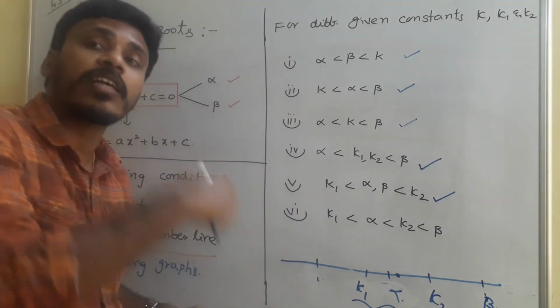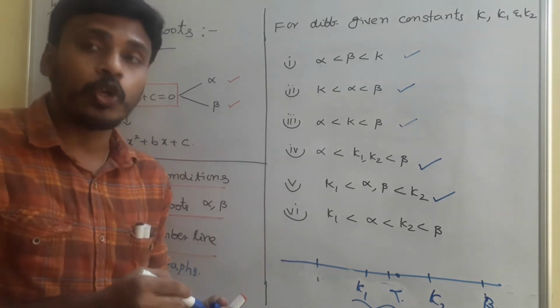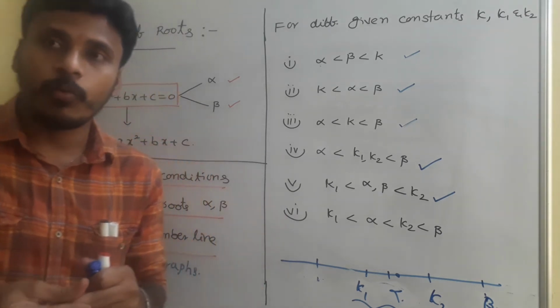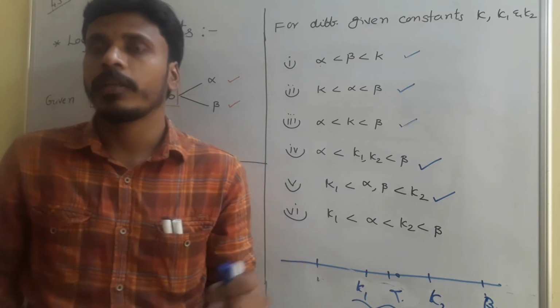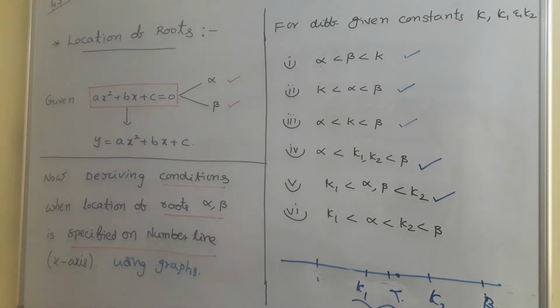These conditions are given in the question. Using this situation, using this location, we are going to derive what? Different conditions. That's what we are going to do, and I will mention all the different conditions now, and then I will solve the problems.